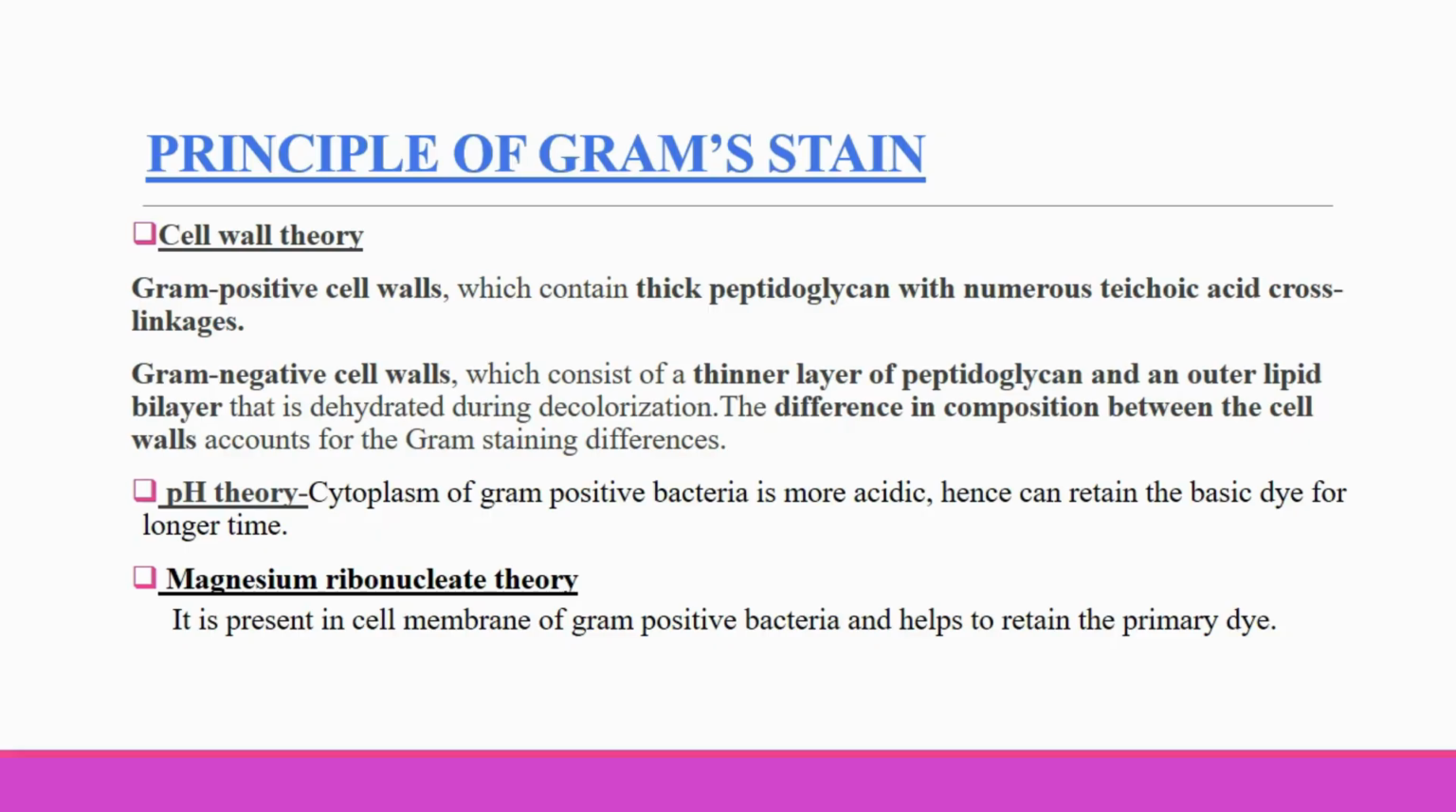Next theory is the pH theory. In this theory, the cytoplasm of the gram-positive bacteria is more acidic, hence can retain the basic dye for a longer time. Next comes the magnesium ribonucleotide theory. In this theory, it states that it is present in the cell membrane of gram-positive bacteria and it helps them to retain the primary dye.